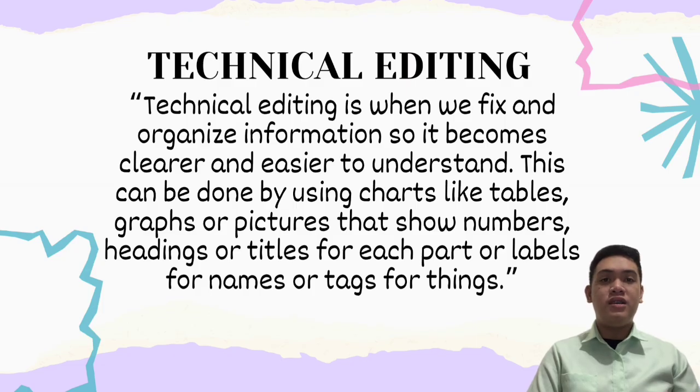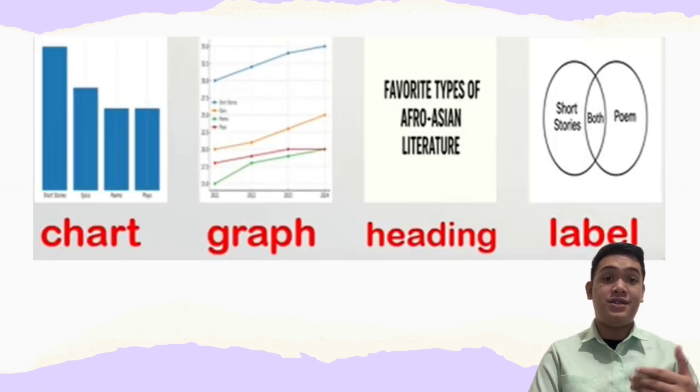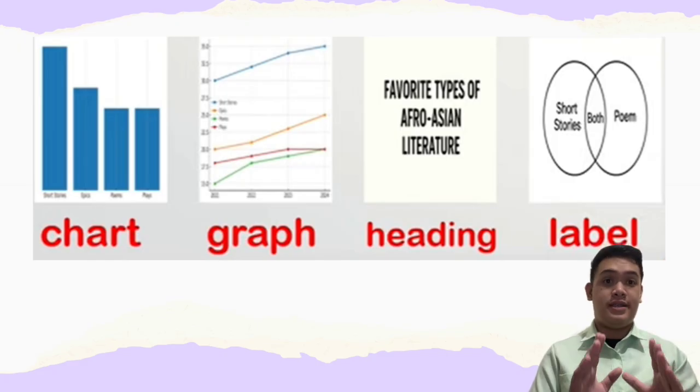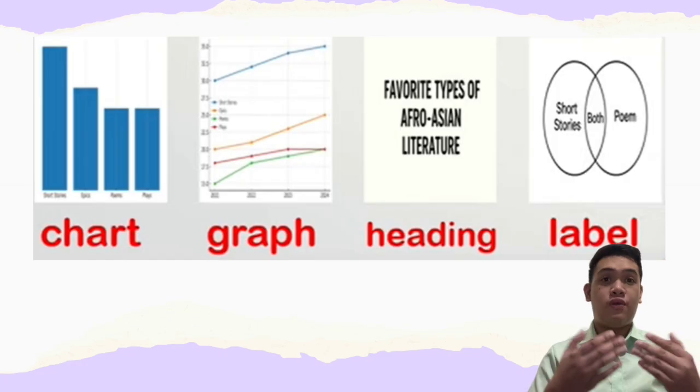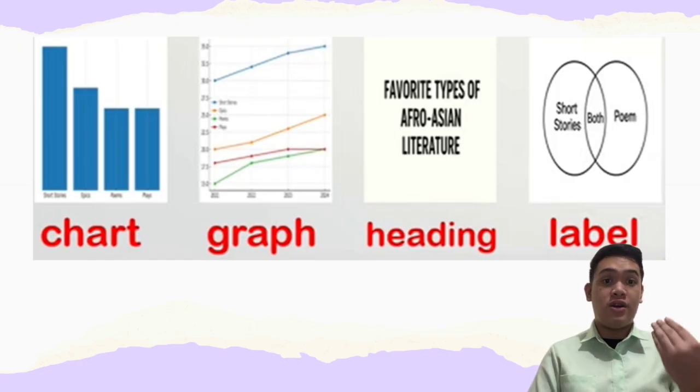This can be done by using charts like tables, graphs, or pictures that show numbers, headings, or titles for each part, or labels for names or tags for things. Sometimes it's hard to understand when it's all just words. But if there is a chart showing the amount of rainfall, it becomes much easier for us to see and understand. We can immediately notice that when there is more rain, there's also a bigger harvest.